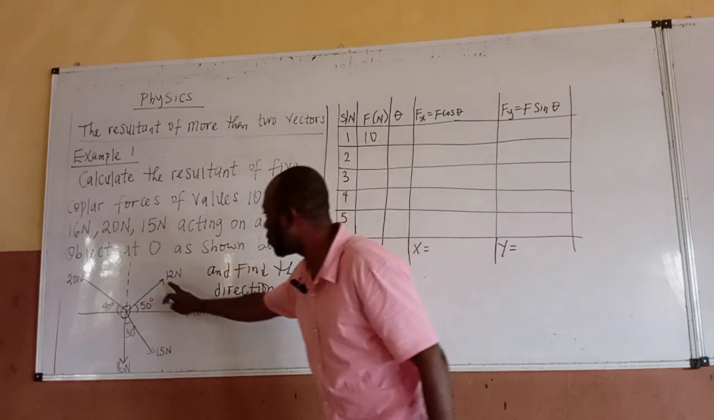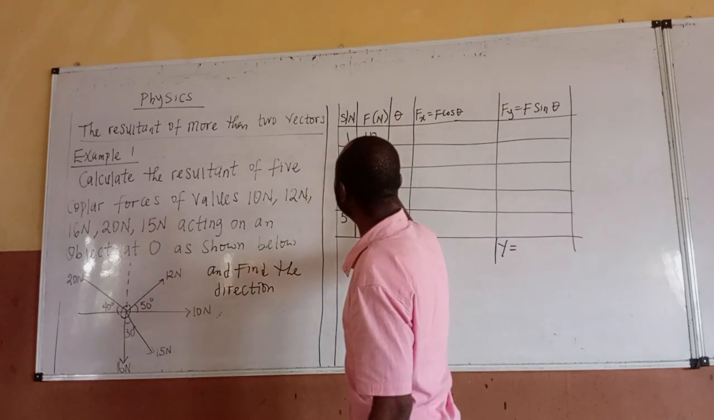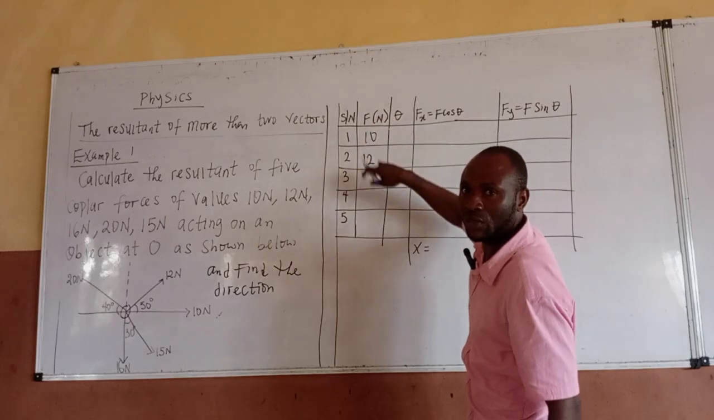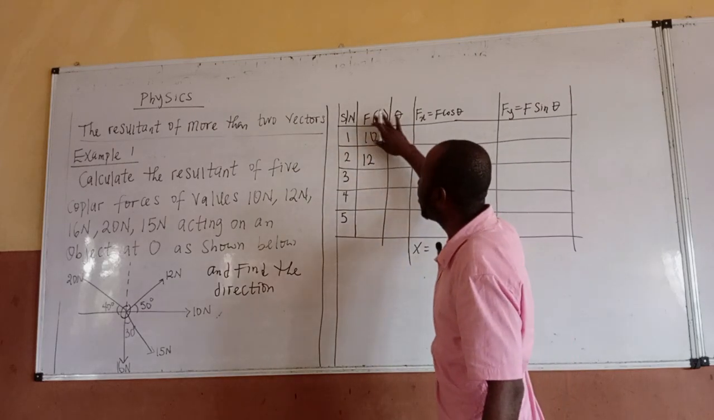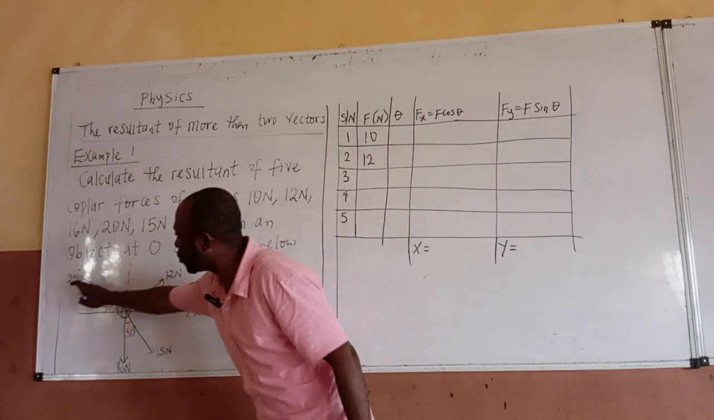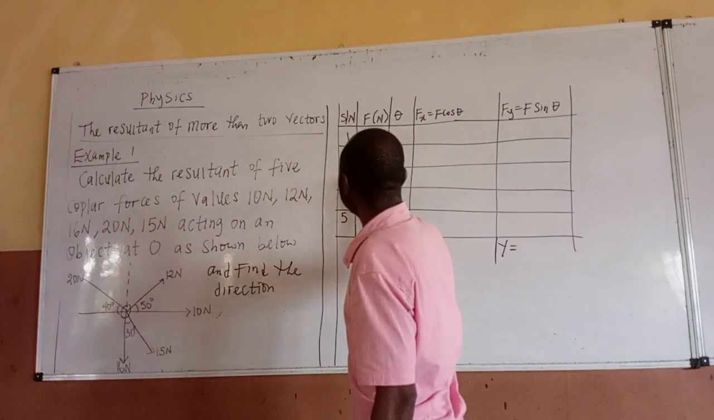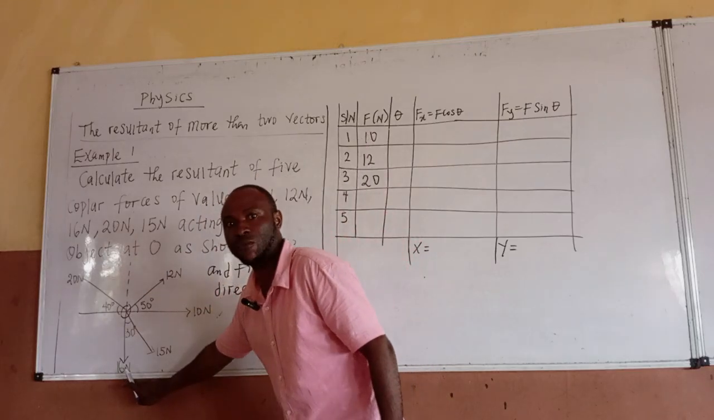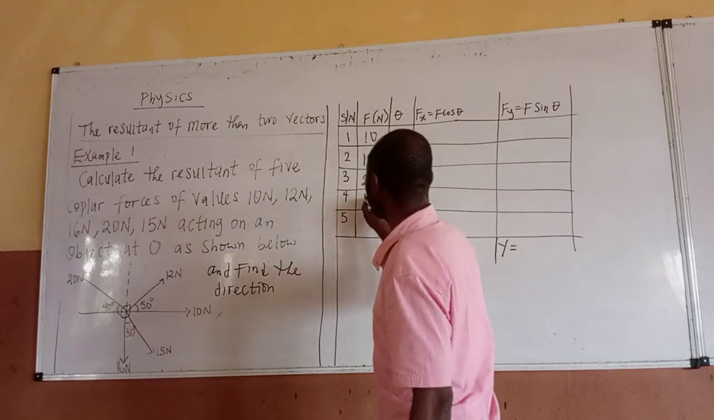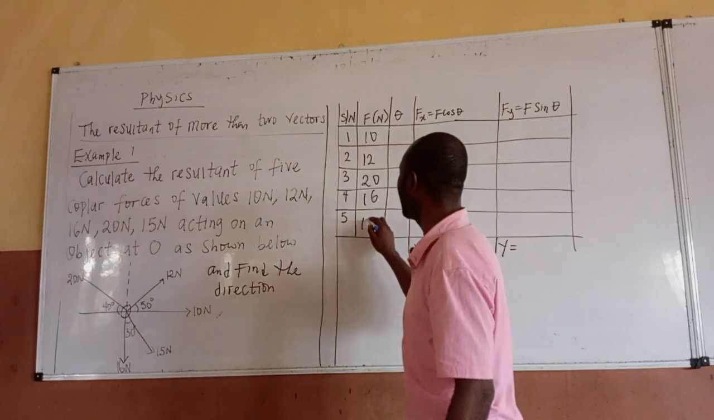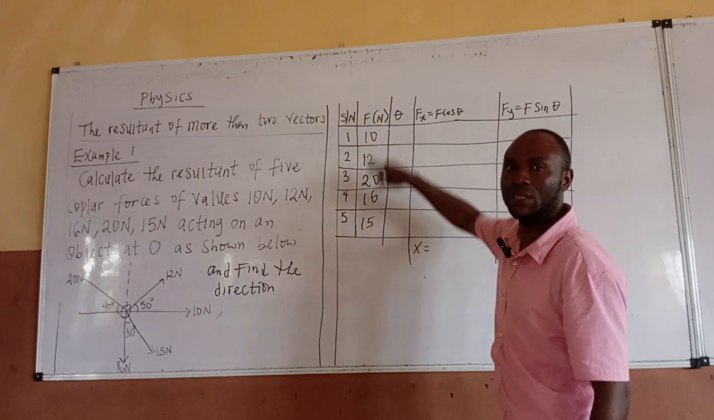Then the second force, we have 12 Newton. You put 12. Since you have put Newton here, you don't need to write 10 Newton, just write 10. Or you can clean this one and put 10 Newton, 12 Newton. Then the third force, 20 Newton. So you have 20. Then the fourth force, 16 Newton. So you have 16 and then 15 Newton. So I believe you understand the forces.